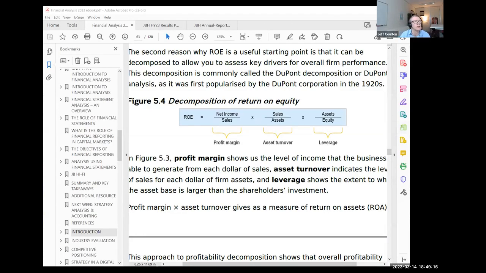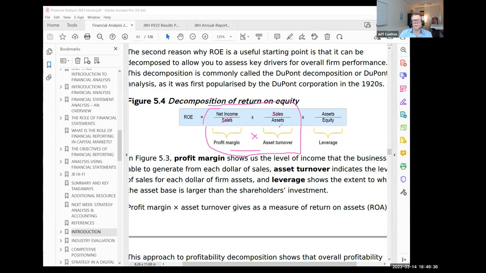And so that's why it's kind of driving up the overall return on equity. So if I go back to, I'll share that ebook. So if we've got margin times asset turnover, this is what we refer to as return on assets. So this is a measure of return on assets. So I can cross out sales and I've got net income divided by assets.